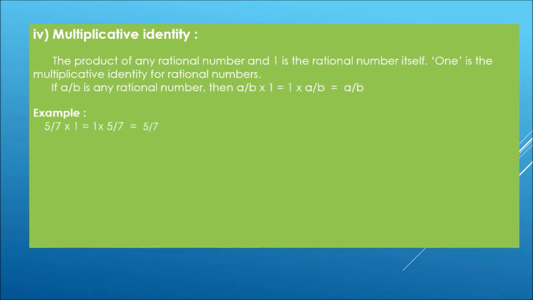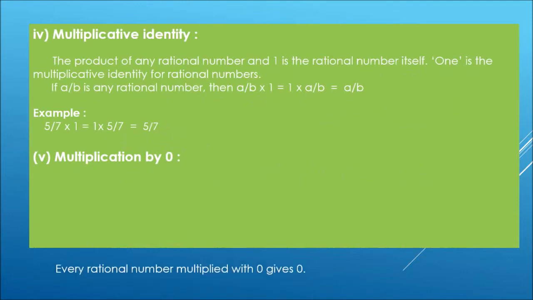Example, 5/7 multiplied by 1 is equal to 1 multiplied by 5/7 is equal to 5/7. Now fifth one, multiplication by 0.